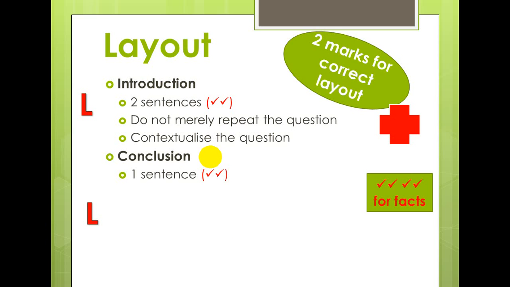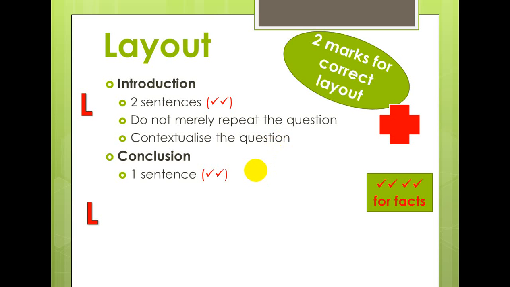You also need to contextualize the question, and that's for 2 sentences, 1 mark each. You cannot repeat the question. So for example, you can't say, in my essay, I will be telling you about the 8 business functions. Okay, that's not good enough. Contextualizing the question means that you would write something like this. Every business needs the 8 business functions in order to operate efficiently.